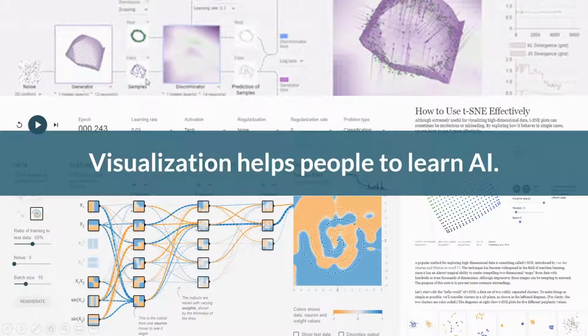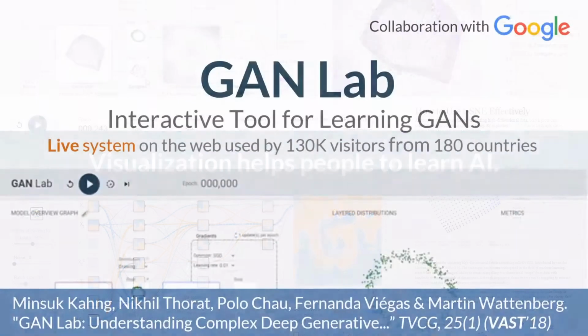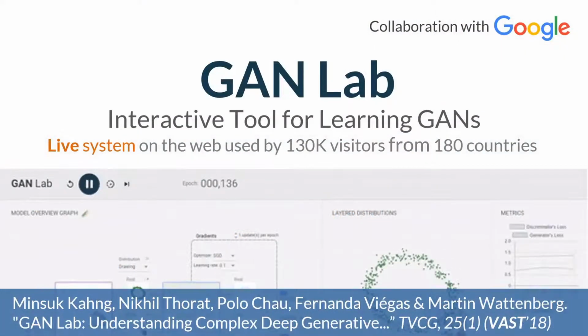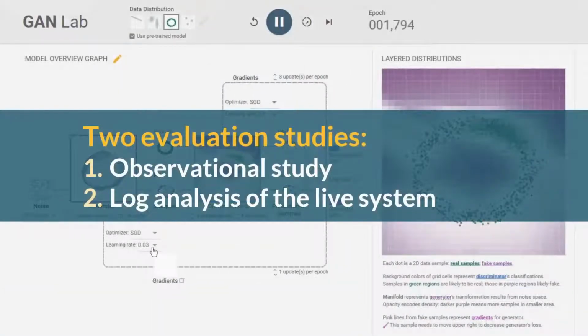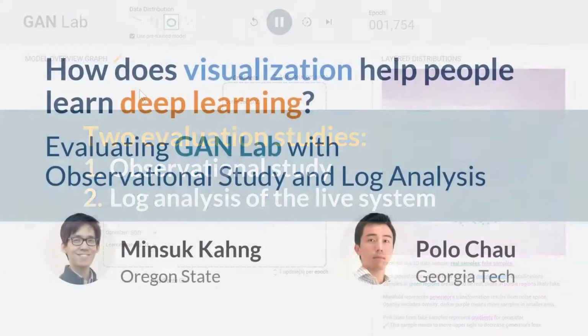VIS has been successfully helping not only experts but also people who want to learn about AI. At VAST 2018, we presented GANLab, an interactive tool for learning about a deep learning model called GAN. But how does VIS help these learners? We conducted 2 evaluation studies, including log analysis of our demo used by over 100,000 people. We will be sharing our findings with you.